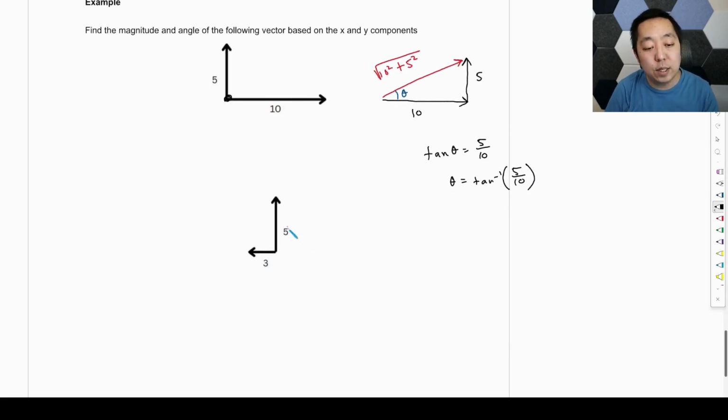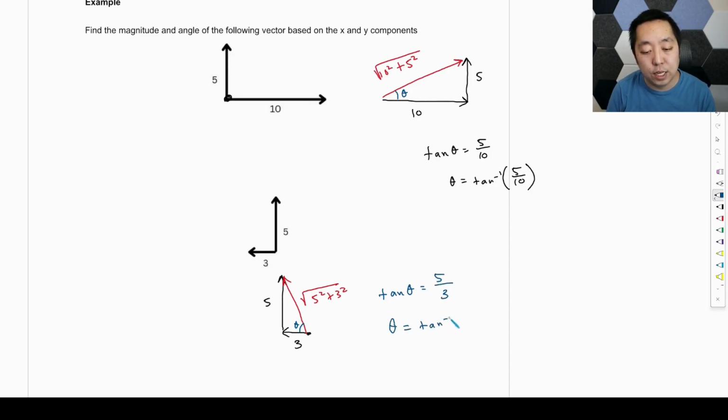Okay, let's say you had something like this. You had a 3 to the left and 5. And again, you could draw a right triangle. This side is 3, this side is 5. And then if you wanted the hypotenuse length, the magnitude here, you would do the square root of 5 squared plus 3 squared. And again, it kind of depends on which angle you want. But if you wanted this angle, you would say tangent of that angle would be opposite over adjacent, 5 divided by 3. So theta would be inverse tangent of 5 over 3, right? And so that's how you could solve something like that.